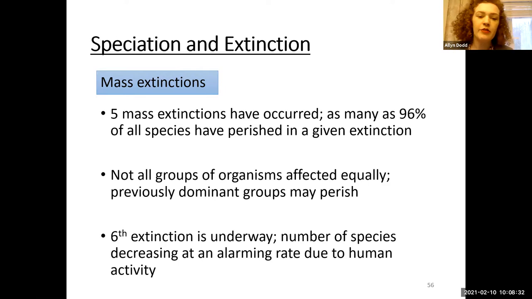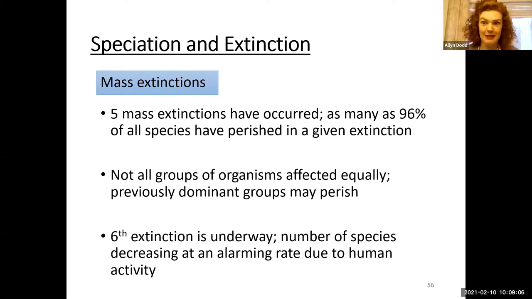So I told you 5 mass extinctions have occurred, right? And during those mass extinctions, we're not just saying a lot of species went extinct. We're talking about most of life on Earth, like 96% of all species in any given extinction, okay? So you have tons of species wiped out, and not all groups, it's not just a wiping of the slate. Often people will joke like cockroaches will inherit the earth, insects will inherit the earth.